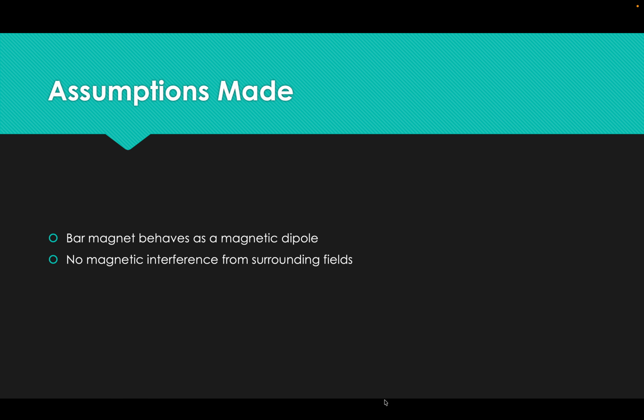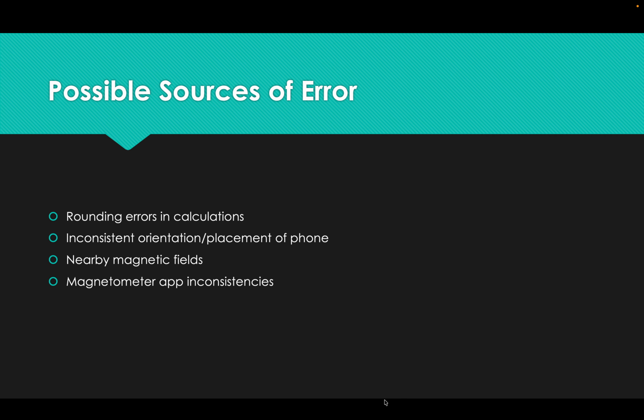Here are some of the assumptions made. We assume the bar magnet behaves as a magnetic dipole, and we also assume that there is no magnetic interference from surrounding fields, like maybe outlets in the room. Some possible sources of error include rounding errors in calculations, inconsistent orientation or placement of the phone, nearby magnetic fields, and the magnetometer app being inconsistent.